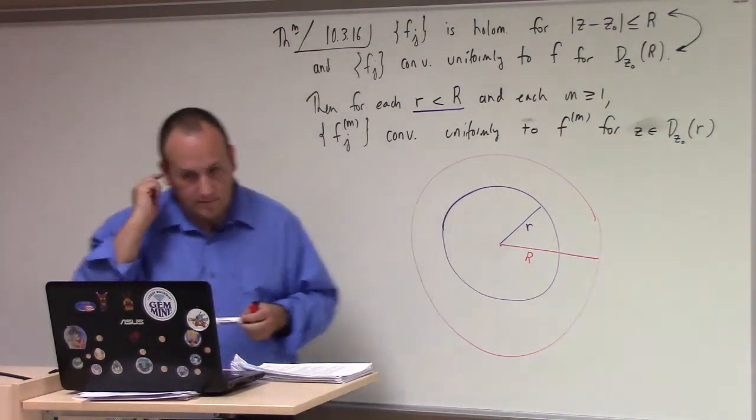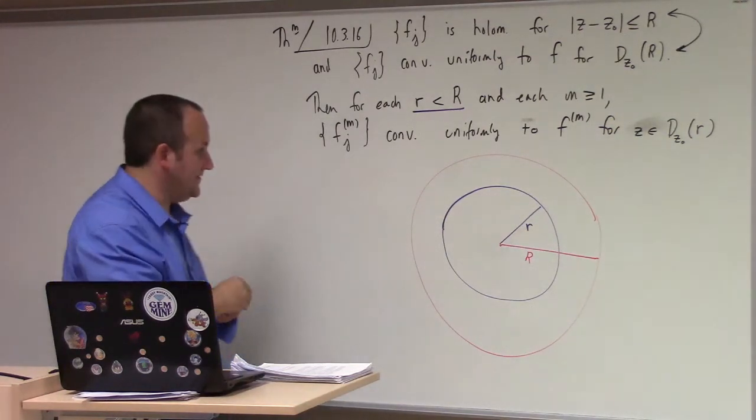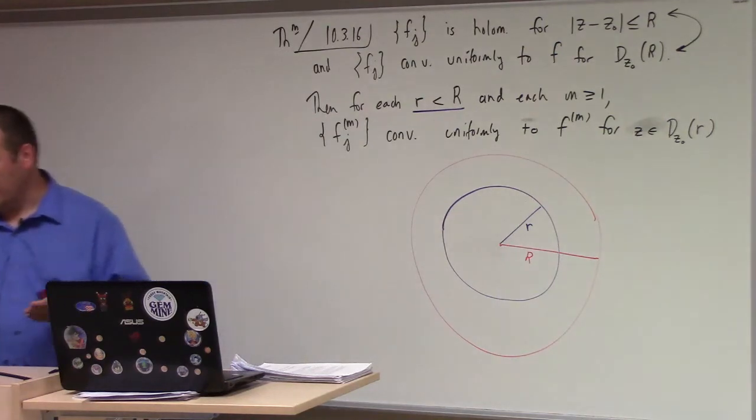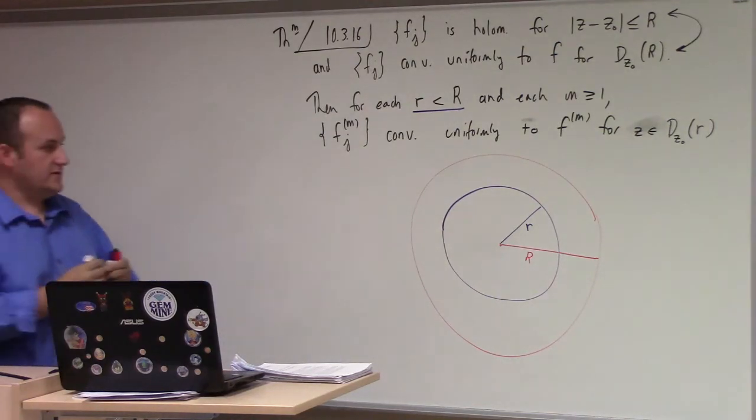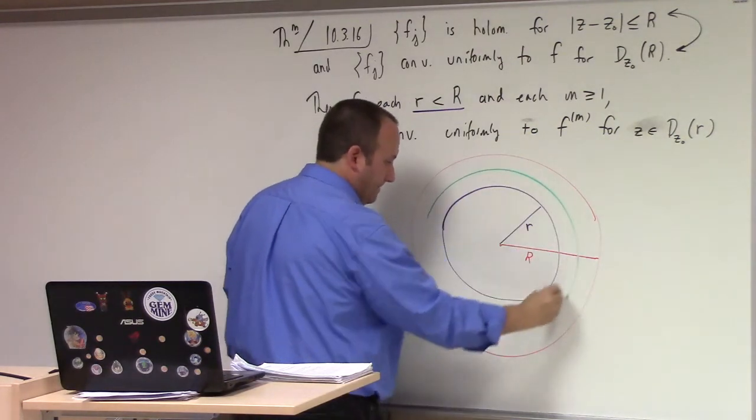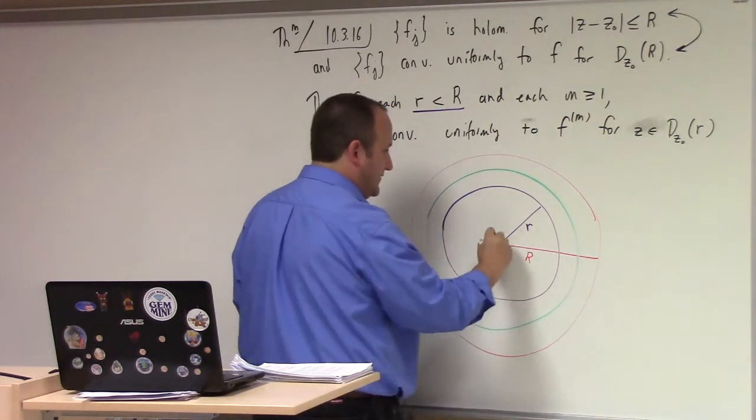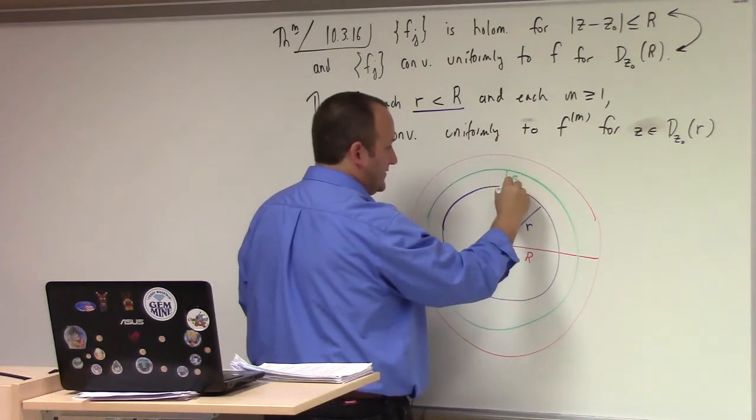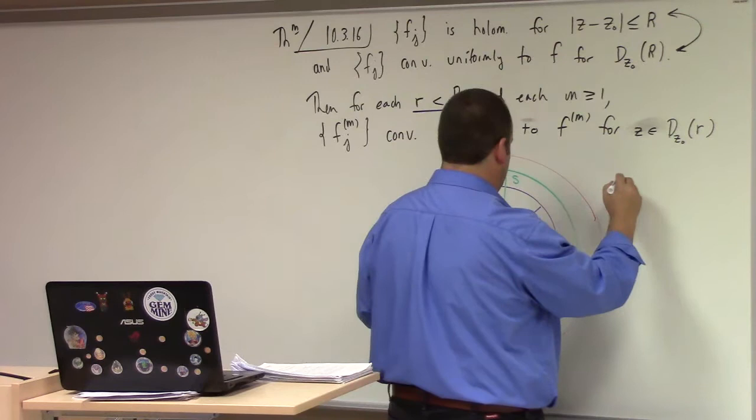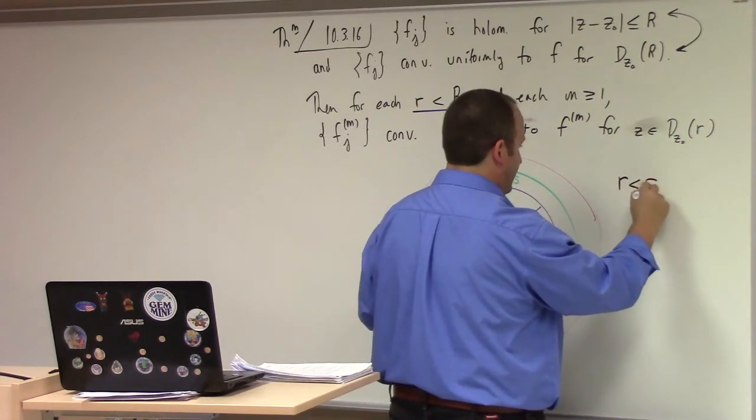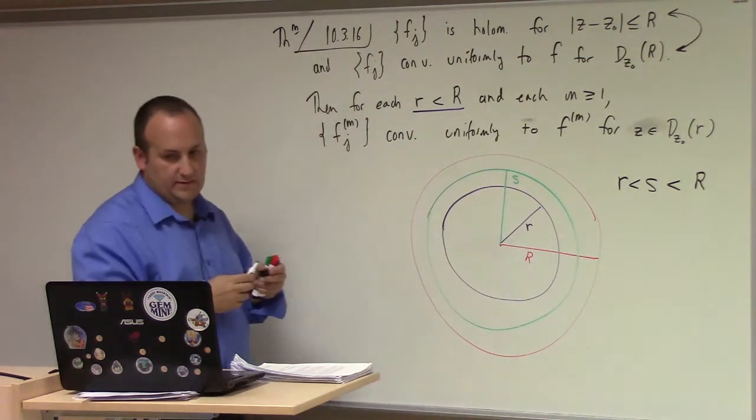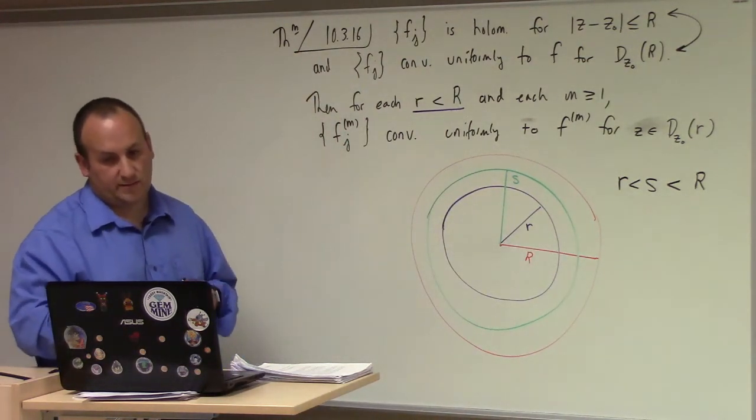All right, so the idea of the proof is basically to say, if this is less than that, then a common trick to play when you're proving things like this is to put another circle in here, and that one's going to have radius s. So what we have here is r less than s less than big R. That's the choice of r, s, and R.